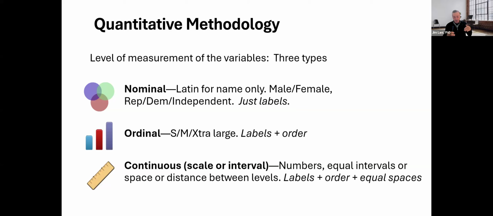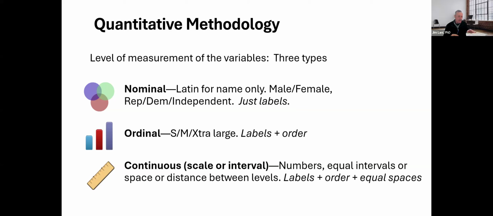Ordinal is the next level, which has labels like small, medium, gigantic, Coca-Cola, whatever they're selling these days at 7-Eleven. So they have labels. Small is a label, medium is a label, big gulp or whatever is a label, but they're also ordered, okay? And the symbol is that little ordered bar graph there. So, ordinal level data.